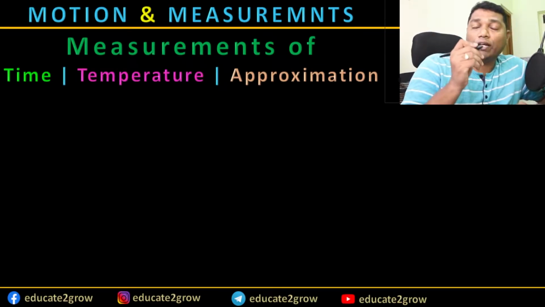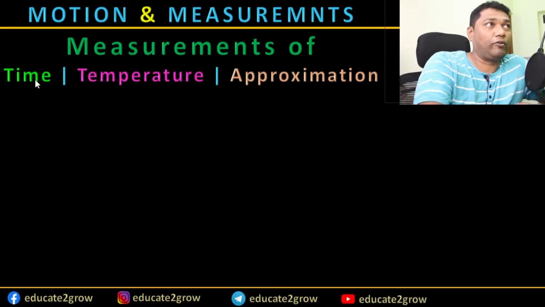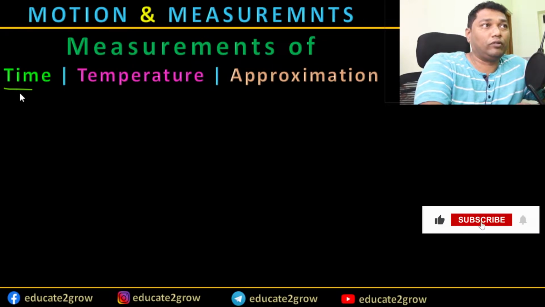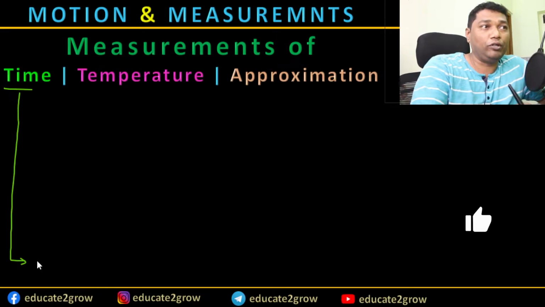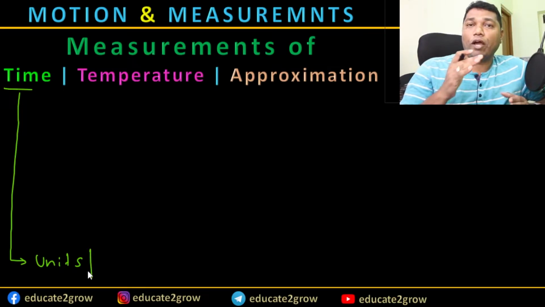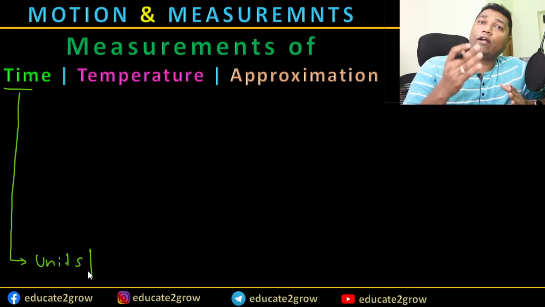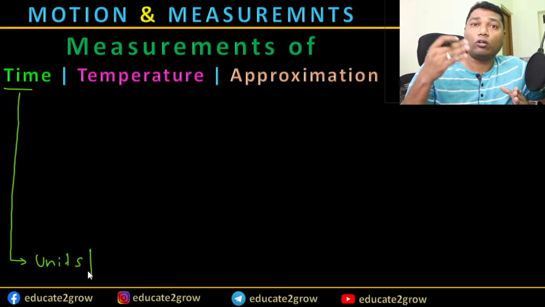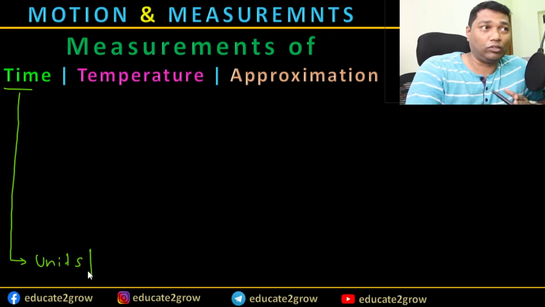So what exactly are we going to learn about time? Let me explain now. First, let me draw a line. I'm going to tell you about units. When units come into the picture, we have different units of time. One is standard and one is derived. What are those derived units? What are the conversion factors? We will understand those things.